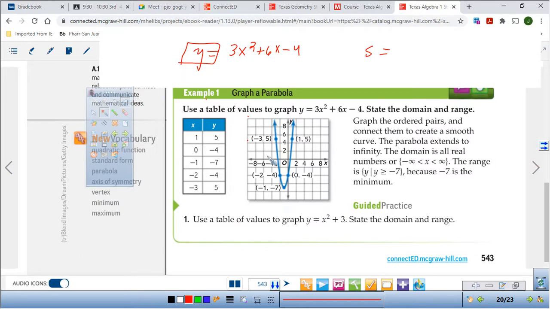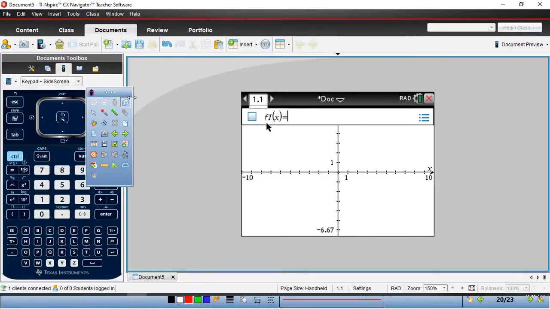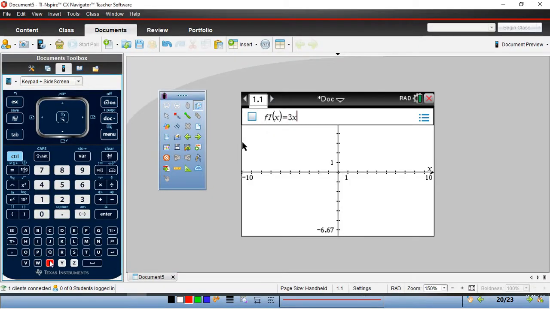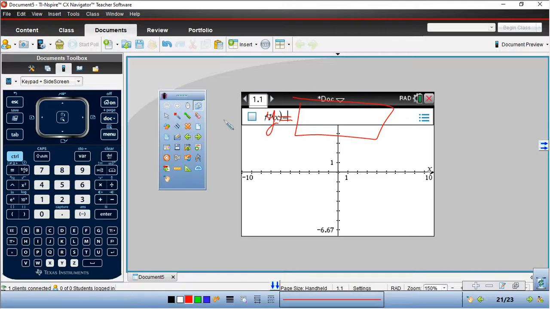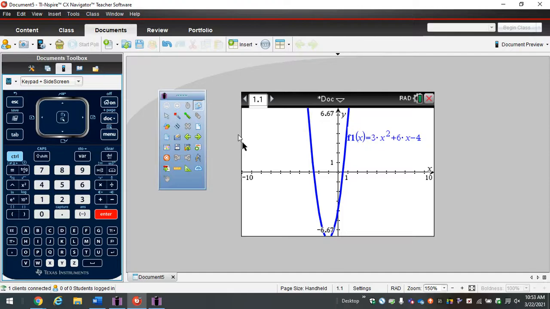So now, it wants us to get the domain and range, kind of. There's a lot to analyze here. So let me go to the calculator. 3x squared plus 6x minus 4. Graph it. There it is. You got it? Let me just double check. 3x squared plus 6x minus 4. That sounds right.